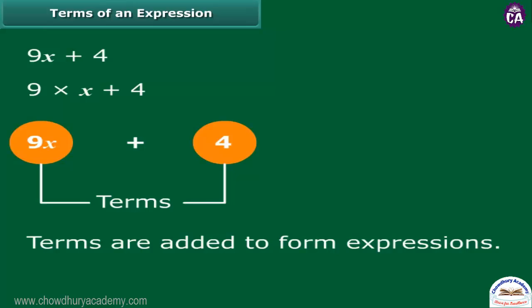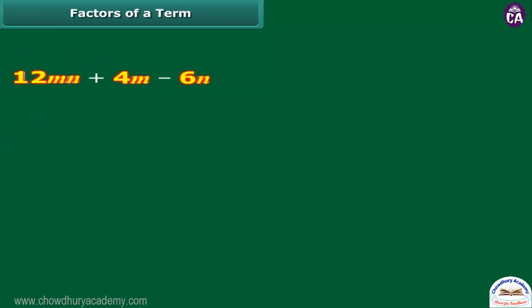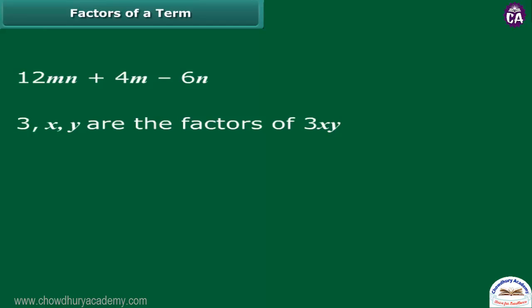How many terms are there in 5x plus 3y? That's right. It has 2 terms. A term is a product of its factors. But what are these factors? Look at this term. We say that 3, x, and y are the factors of the term 3xy.